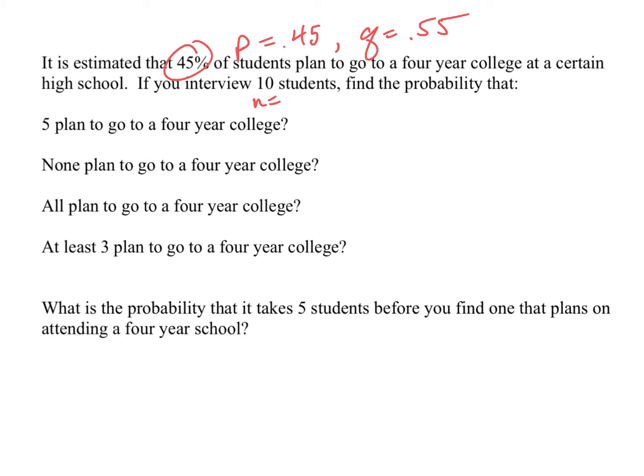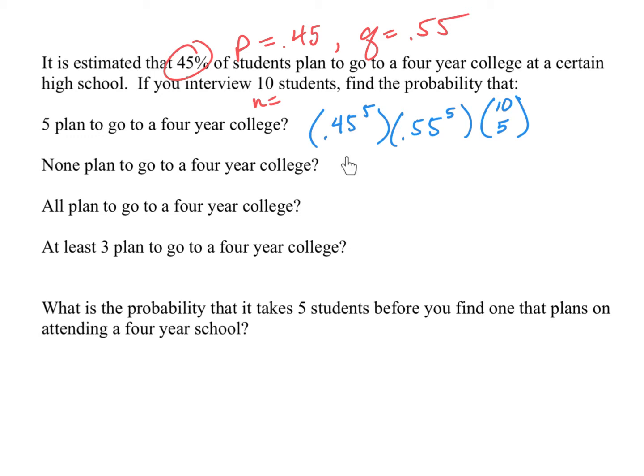And you might remember the way you could write this is you'd say, okay, I've got 5 that plan to go, so 0.45 to the 5th power. That means that I've got 0.55 for the ones that don't plan on going. And then I had to count how many different ways using a combination. I said I have 10 students, and I'm trying to find how many ways there are to get 5 out of 10, all the different arrangements. So that was the way that you could have written this.